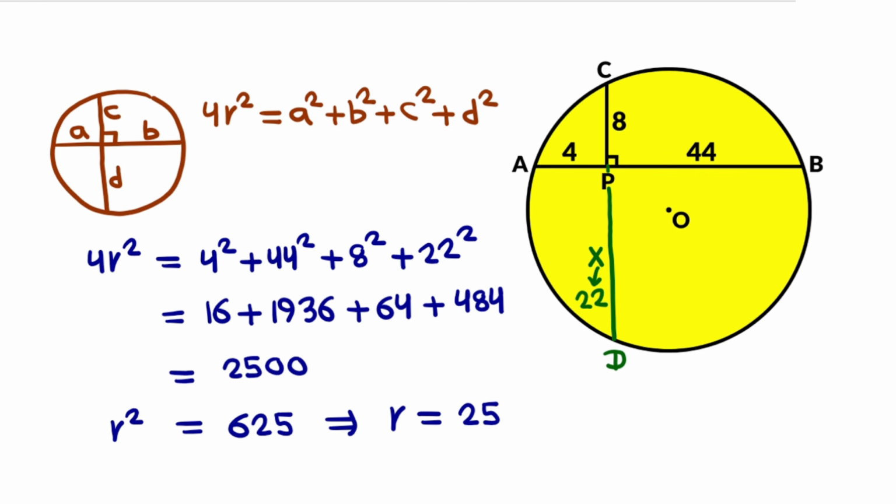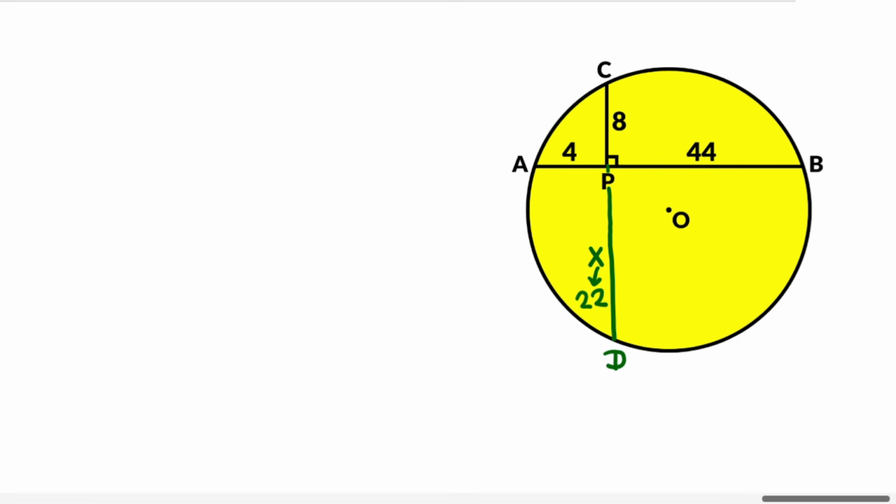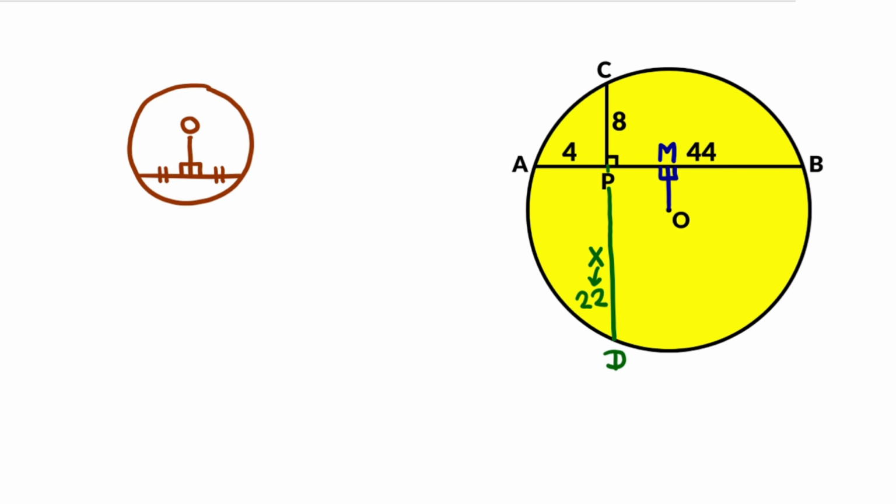Now let's solve the same problem a completely different way. Suppose we draw a perpendicular from the center O to chord AB. Let the foot of the perpendicular be point M. A perpendicular from the center of a circle always bisects a chord.